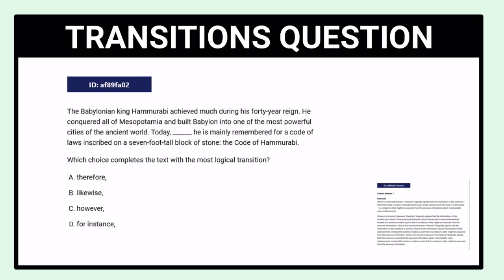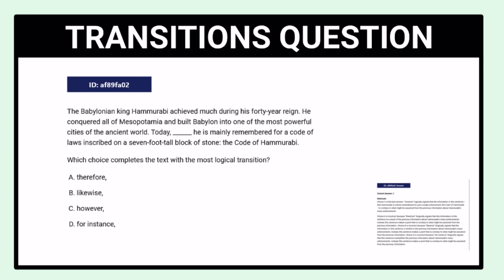So for me, the word that I would come up with right away is nevertheless. Like today, nevertheless, he is mainly remembered for a code of laws. Nevertheless means like regardless of the things he did before, he is actually remembered for this. It doesn't have to be an accurate synonym, just what comes to your mind right away, or even if you don't come up with a word, it could be a connotation. So here for me, that is the word I'm going to go in with.